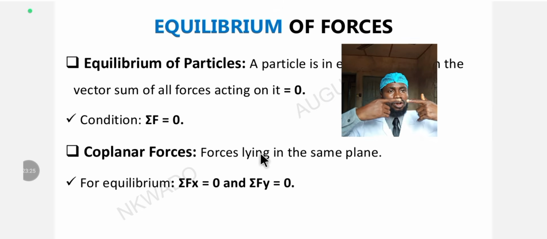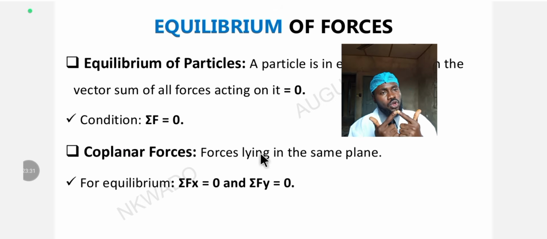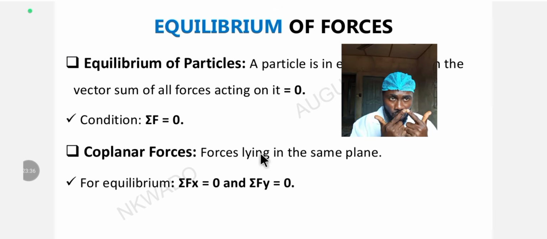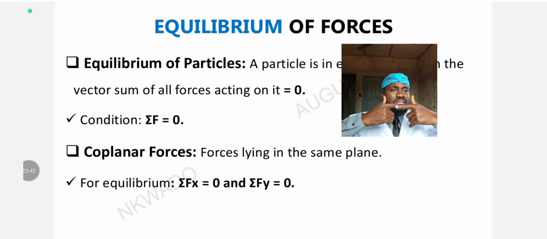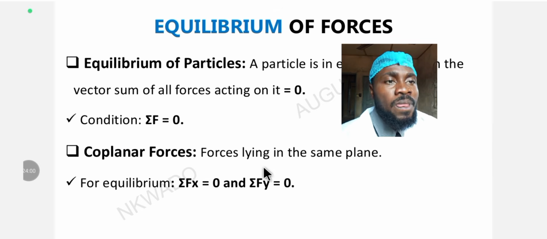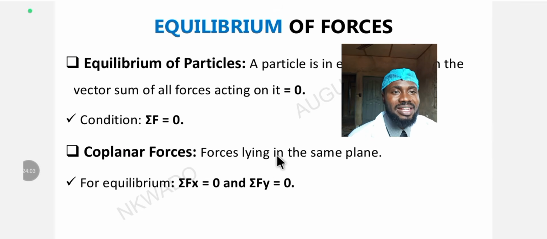Coplanar. Co what? Planar. So I decided to call it coplanar forces because that's how I love calling it. Okay, forces acting on the same plane are known as coplanar forces. That's why I say it's a co. When you say co, it's like relative, two coming together. Co-plane, coplanar forces, forces lying in the same plane.